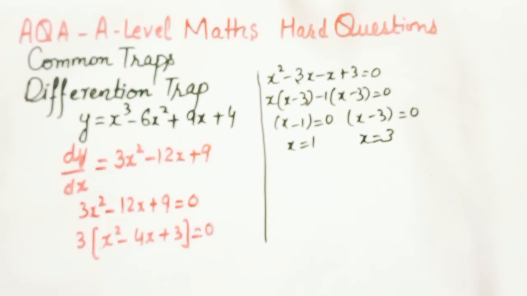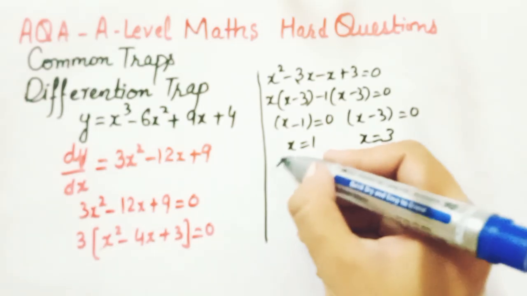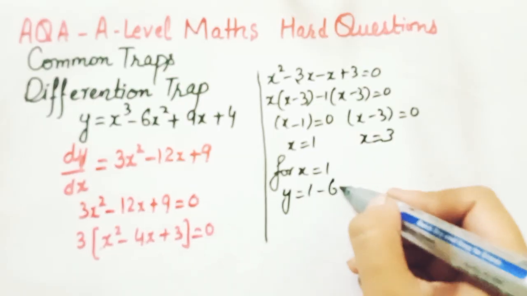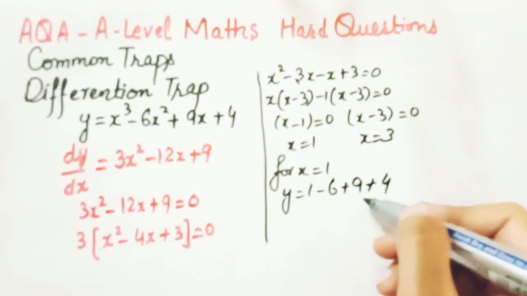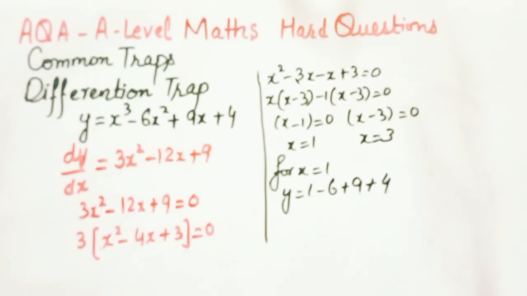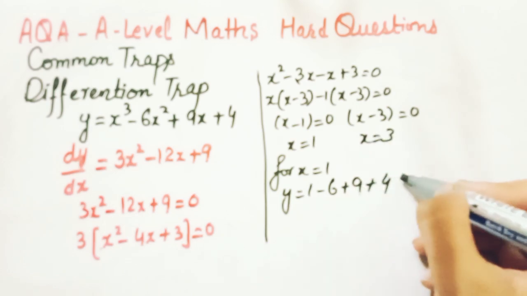Now there is the common trap. The question asks for the coordinates of the stationary points, so giving x equals 1 and x equals 3 is not enough. We need to find the corresponding y values. For x equals 1, y equals 1 minus 6 plus 9 plus 4, which is 8. We get the value of y is 8.